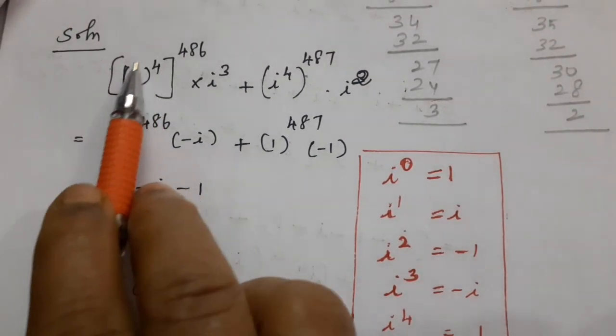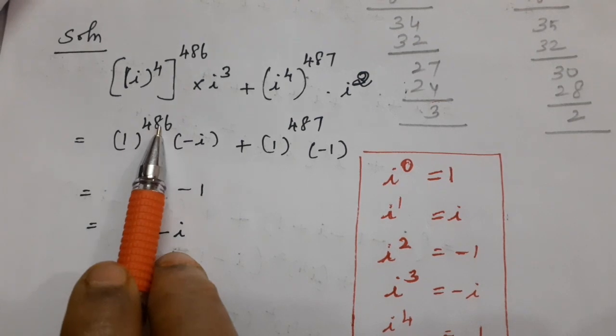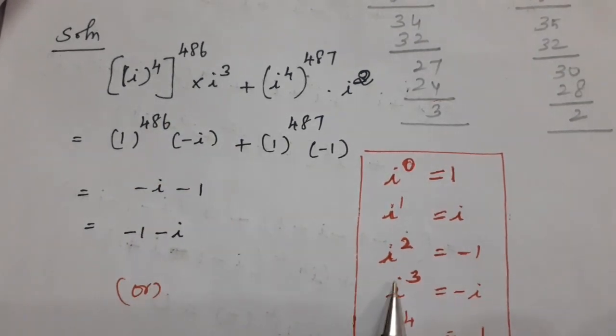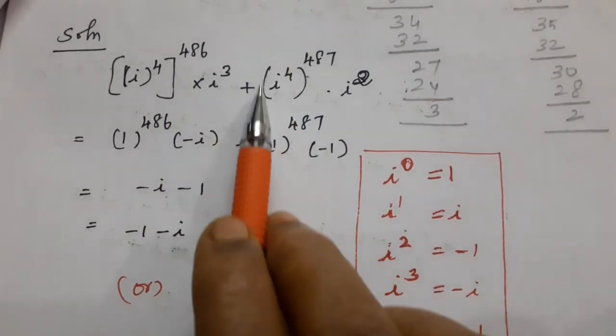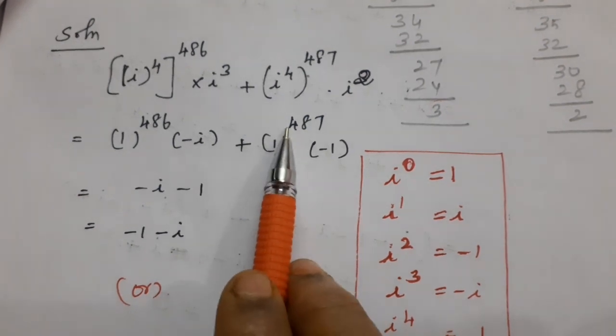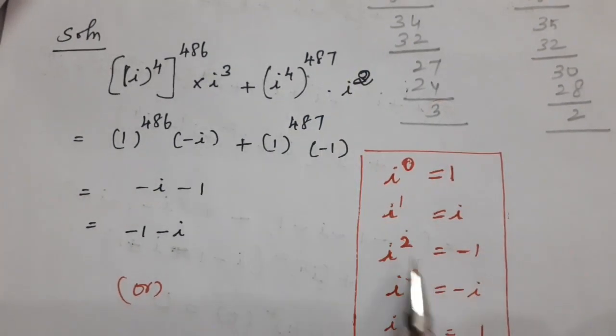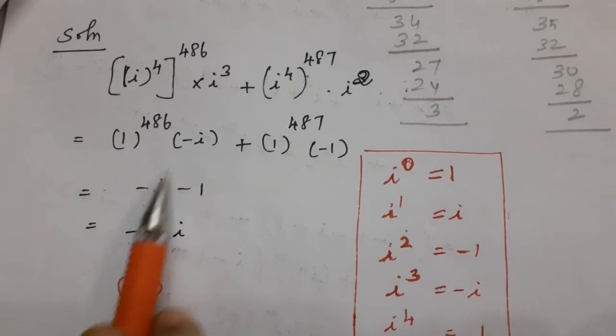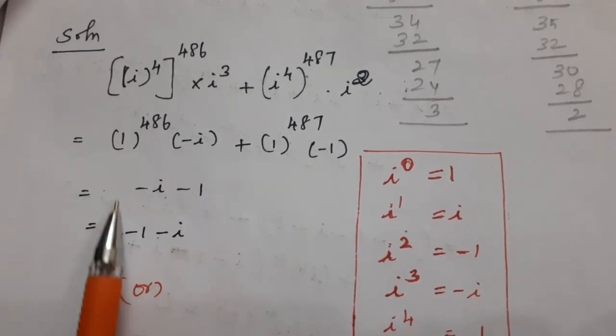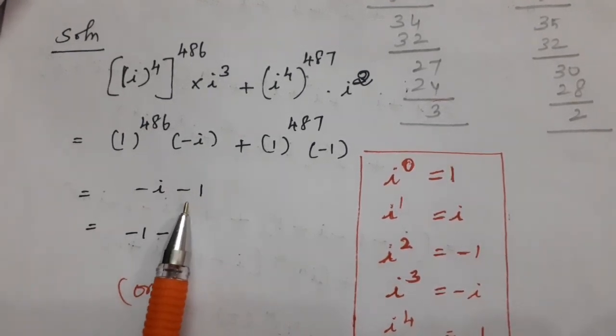So i power 4 is nothing but 1. 1 power 486 into i cube. i cube is nothing but minus i. Similarly, i power 4 is plus 1, and 1 power anything is the same 1 only. i square is, remember that one, minus 1. So this is nothing but minus i minus 1. First you always write in the complex form.